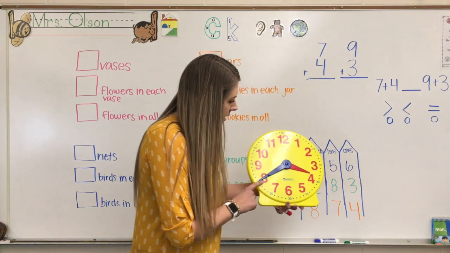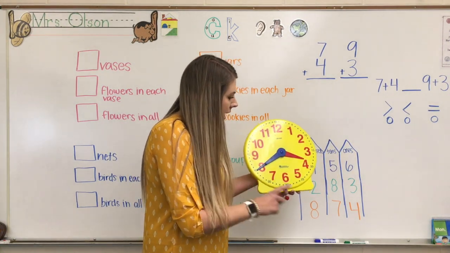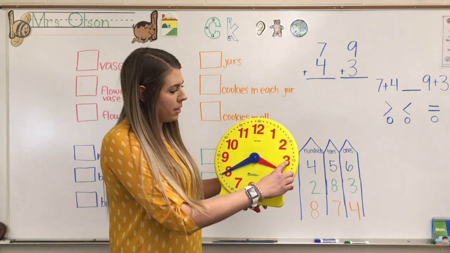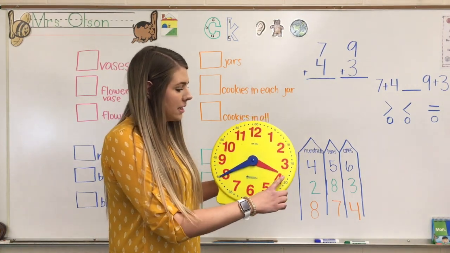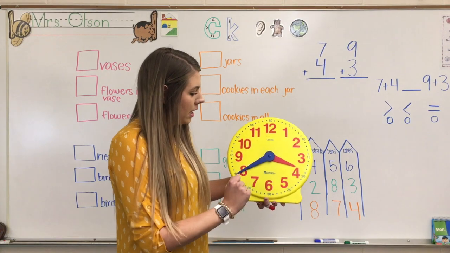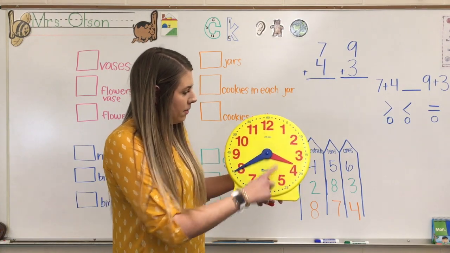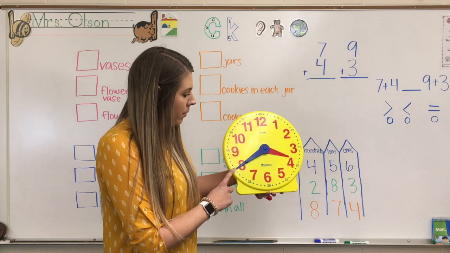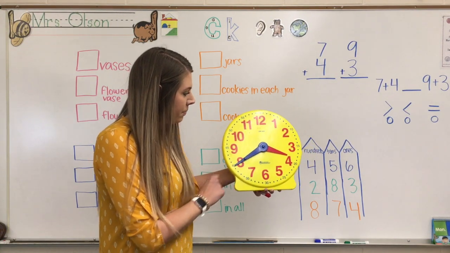And the minute hand is over the 8, and the hour hand is between the 3 and the 4. So we know with the hour hand between the 3 and the 4, it's not quite 4 o'clock yet, it's still 3. And then if we count, we know that this is 30 minutes. So we do 35, 40. So we know that this is 3:40.